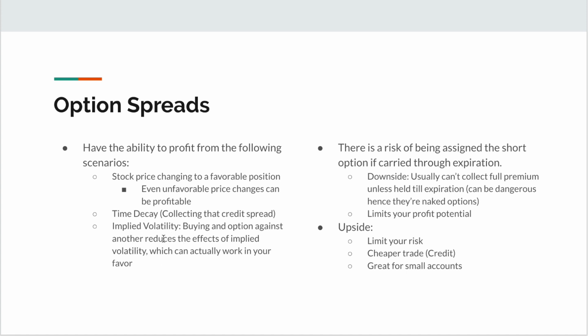Implied volatility. When you're doing spreads, implied volatility kind of evens itself out because you will be buying and selling options against each other. Therefore, it reduces the effects of implied volatility, which can actually work in your favor.